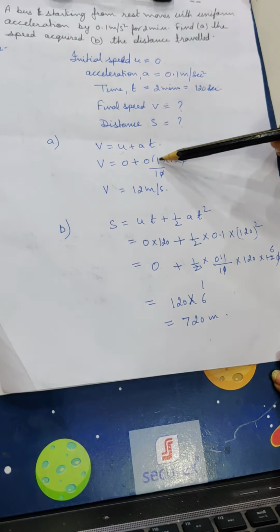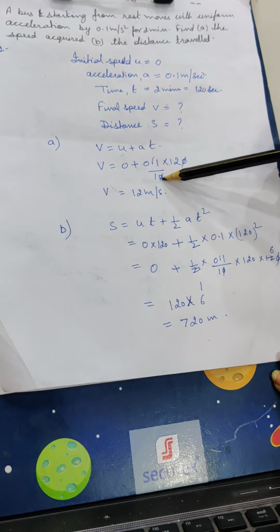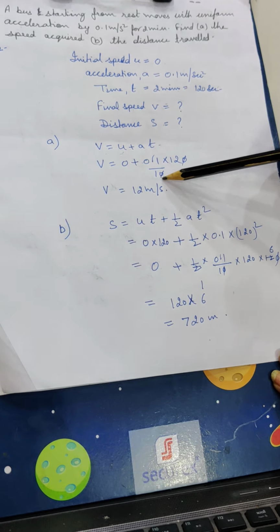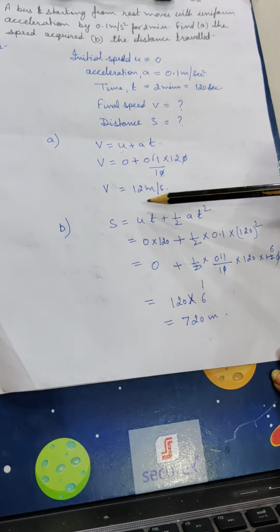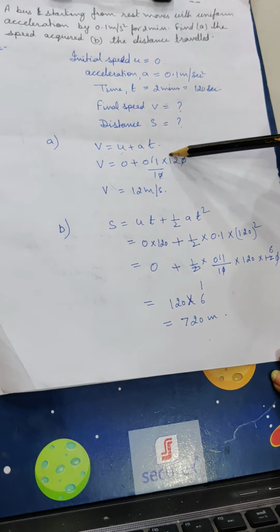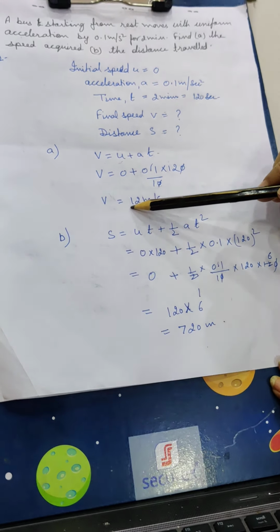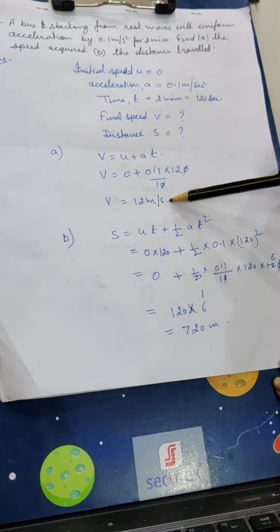To remove the decimal, we put 10 below that. So 0 cancels with 0, and we are left with only 12. So the answer is v = 12 meter per second.